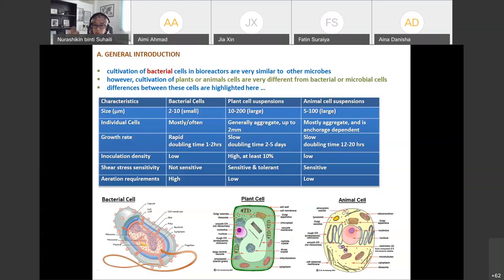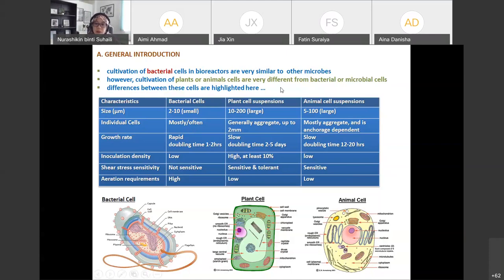So the plant cells have more components compared to just bacteria, which is small, right? Meaning there are many things you need to consider when you grow plant cells or animal cells. In terms of individual cells, bacterial cells, if you grow them in a suspension, are present individually, like single cells. So individual cells are more often in bacterial cell cultures.